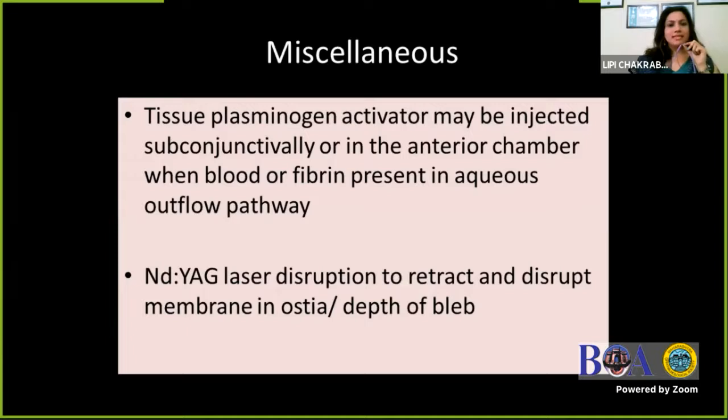Miscellaneous endeavors like tissue plasminogen activator that may be injected subconjunctivally or in the AC when bleb fibrin is present. Nd:YAG laser disruption to retract and disrupt membrane in ostia or depth of bleb. This can be tried. This has been tried by me, sometimes successful. TPA I have not used till now.